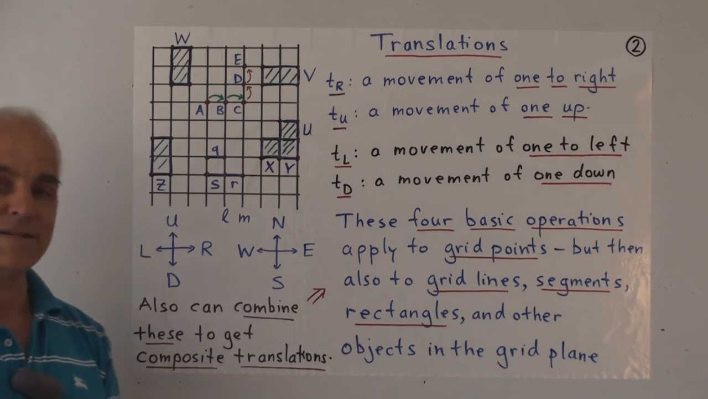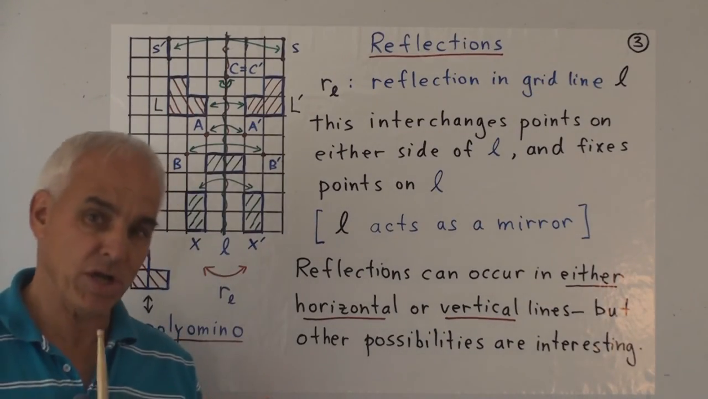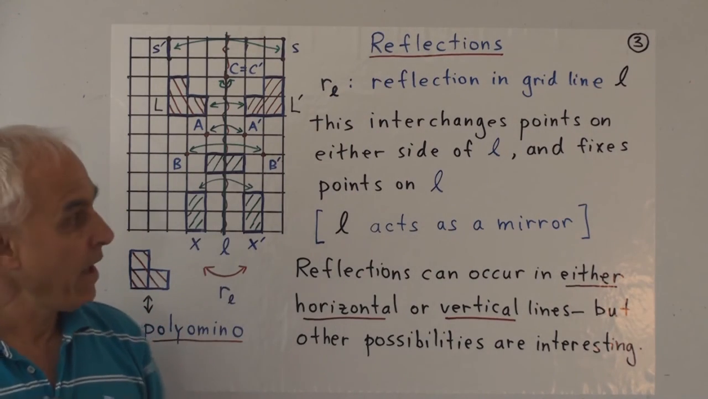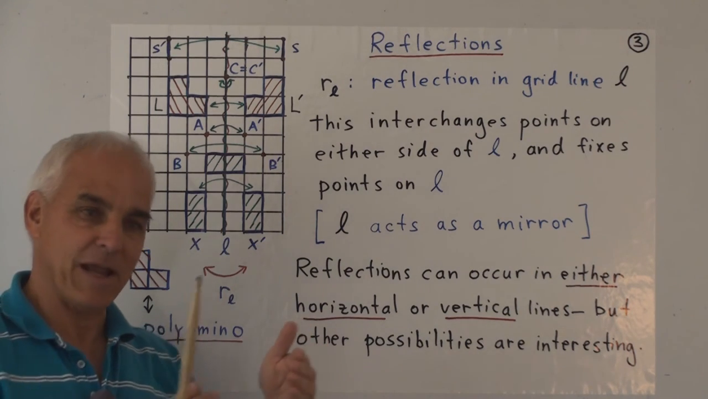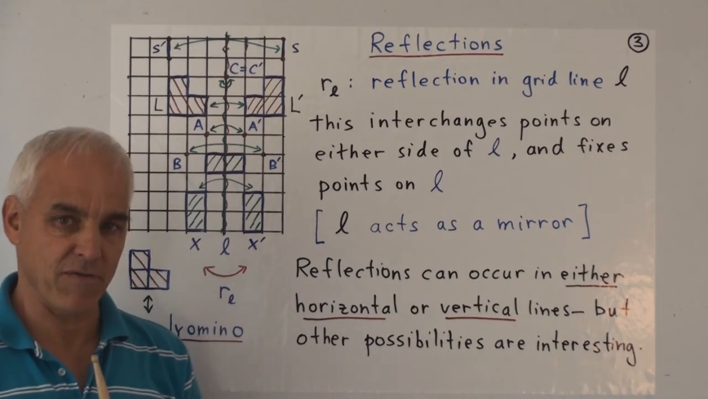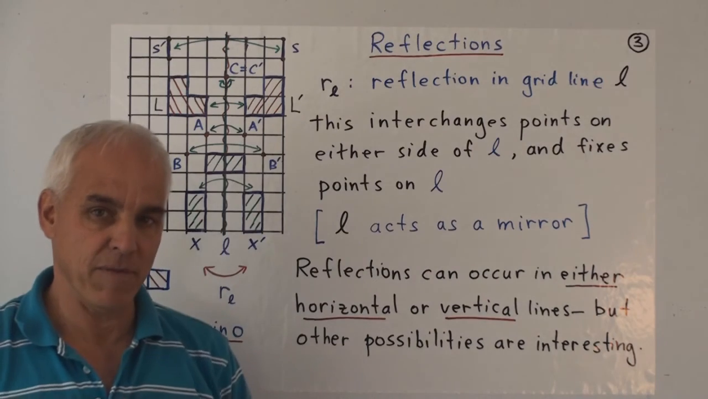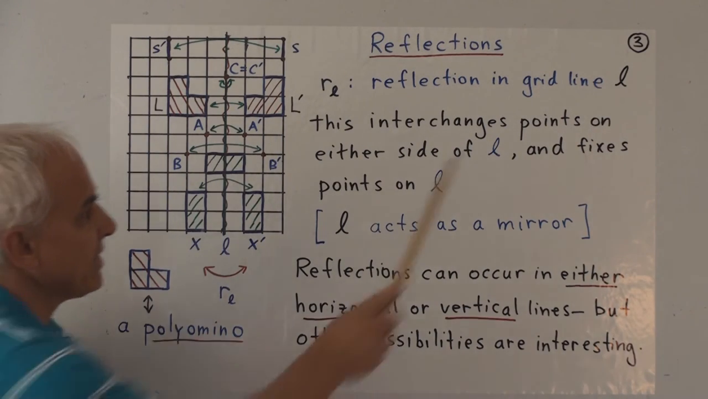So those are translations. Another very important type of motion in the grid plane is a reflection. Reflections, just as the name suggests, are something like what you see in a mirror. When you look in the mirror, you're seeing a reflection of yourself. It's like there's another copy of you on the other side of the mirror. So what we need for a reflection is a line.